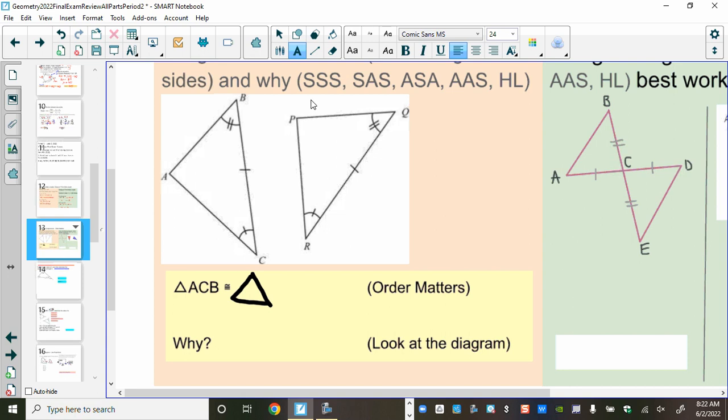PRQ. Why is it going to be PRQ? Actually, I mean, RQP. All right, so actually, you should have gone with your original. You're right with the original because A matches with P, because there's no marking for A and no marking for P. And then C matches with R. See the arc with a single little tick mark? C and R have the same exact marking. And then, of course, B and Q have to match.